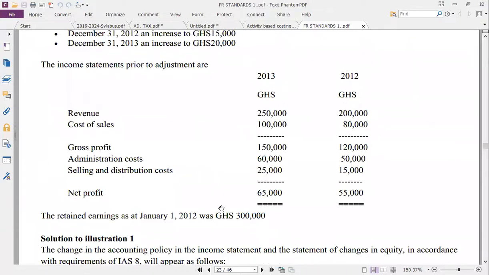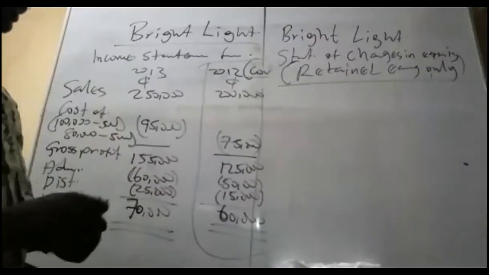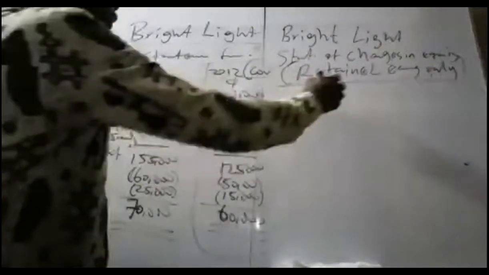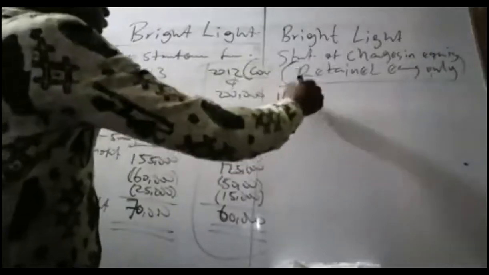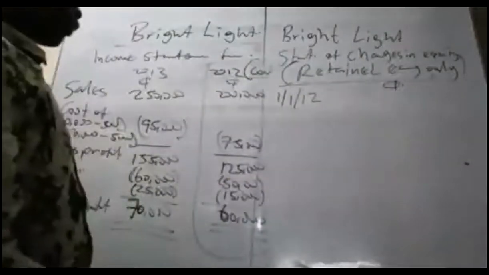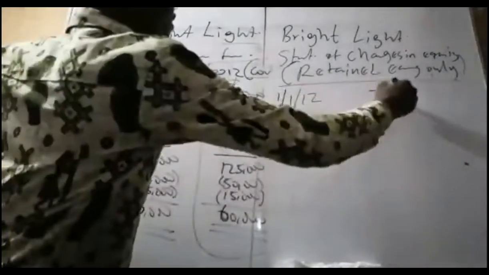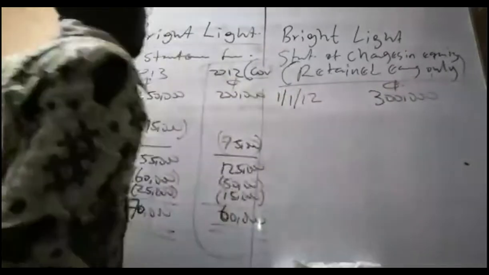So the retained earnings as at January 1st, 2012 is what? 300,000. So that's the open balance. But it starts at what? It starts at 1st of January 2012. My currency is here. They say it's 300,000. Let's put 300,000 here.